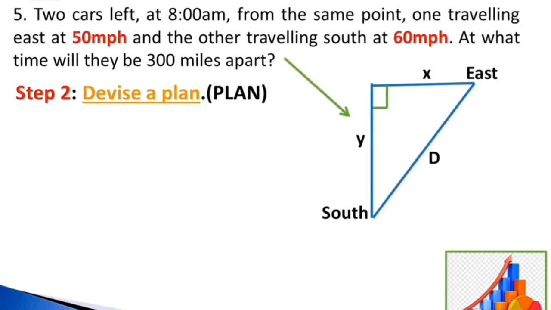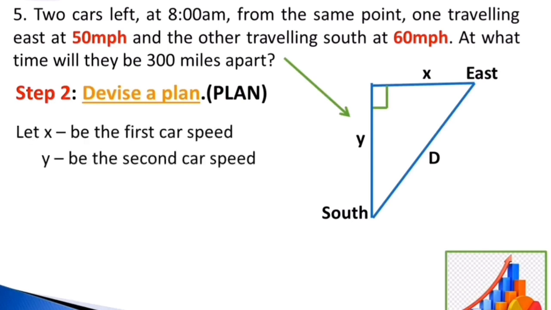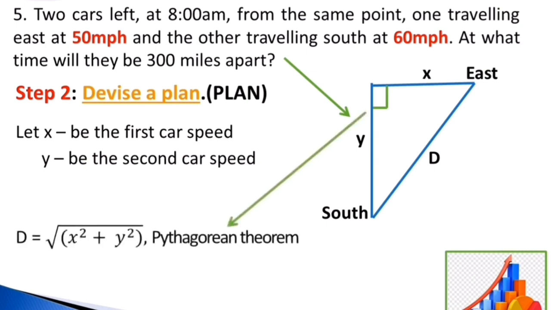So here we have the first car going east, the second car going south. As we notice, their travels form a right triangle. And if it is a right triangle, obviously you can apply a theorem, and we call it the Pythagorean theorem. In this case, we have x be the first car's speed and y be the second car's speed.